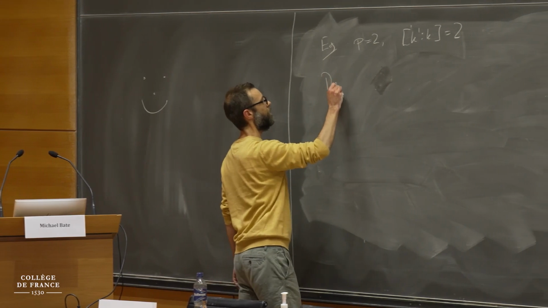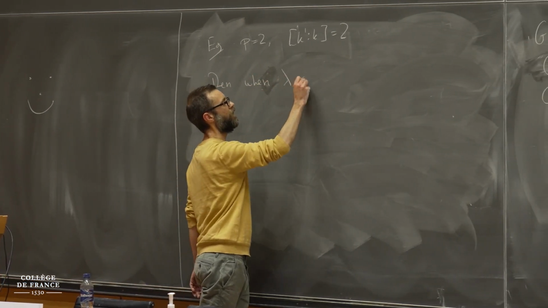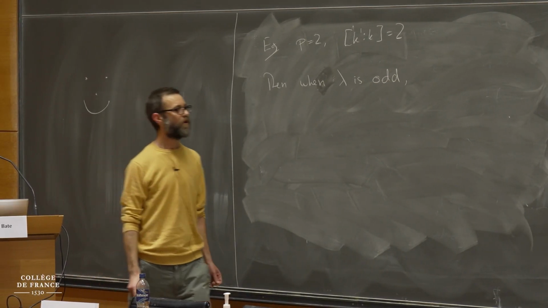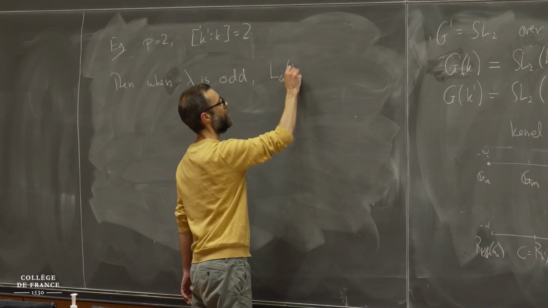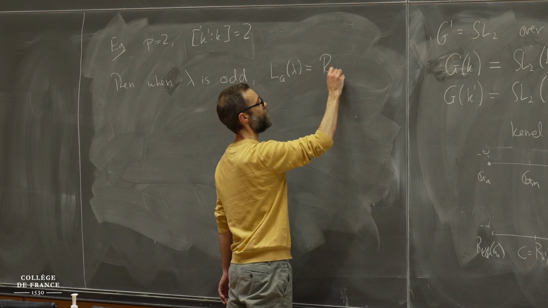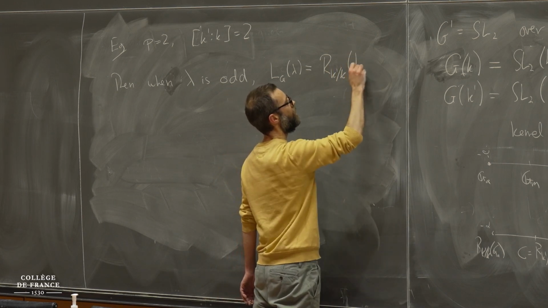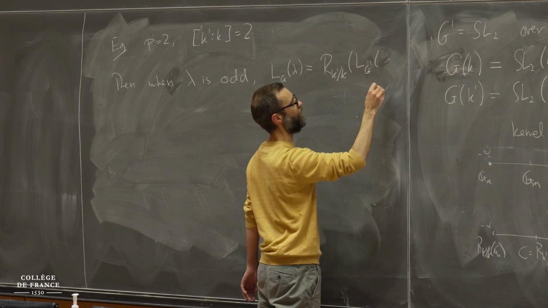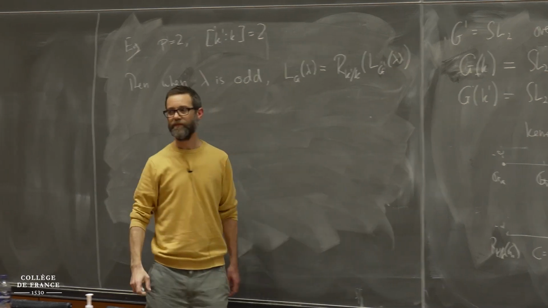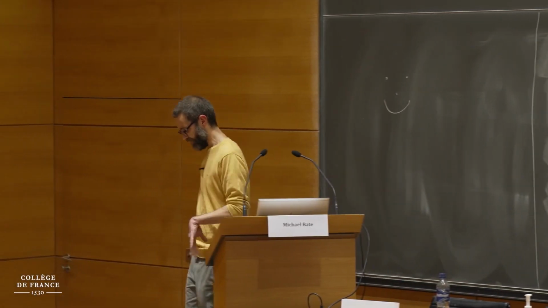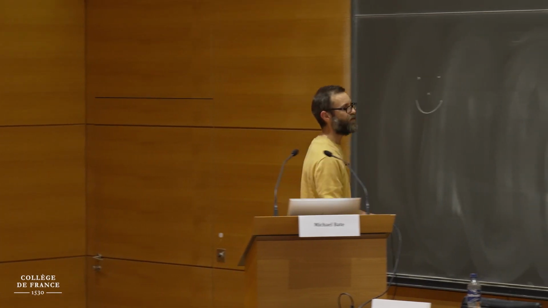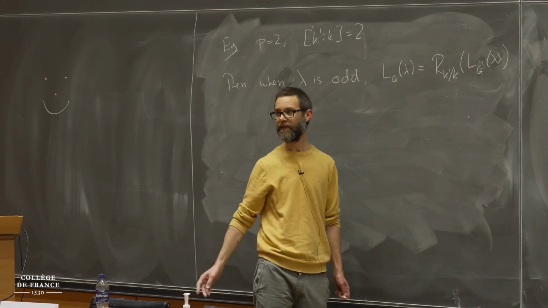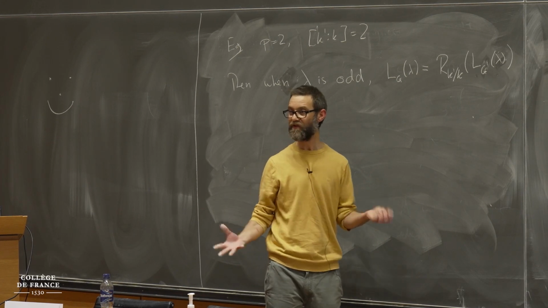Okay, then when lambda is odd, the module for G I'm going to get is just the Weil restriction of the module for SL2 for G prime. Let's just write L_G prime. Of course, because Weil restriction is functorial in all the right ways, certainly if I start with a module for G prime and Weil restrict it, I get a module for G. Okay? The point of all of this is that's not always the simple module.